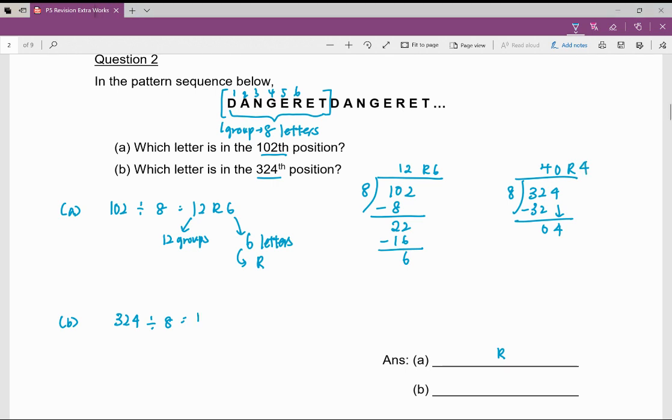Okay, and that means this is 40 groups, 49 groups, and then remainder 4 means in the last group I have 4 letters, and 4 letters means that the 4th letter is actually letter G. So the answer for B is G. Okay, that's it. Alright, I'm going to move on to the next one now.